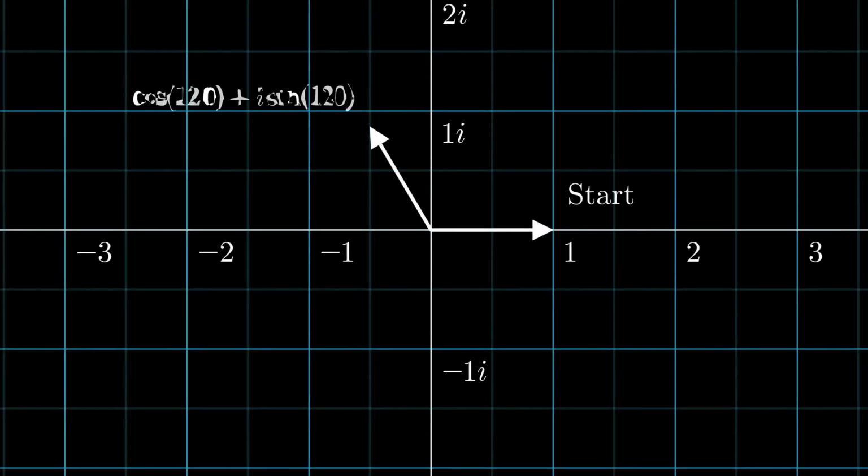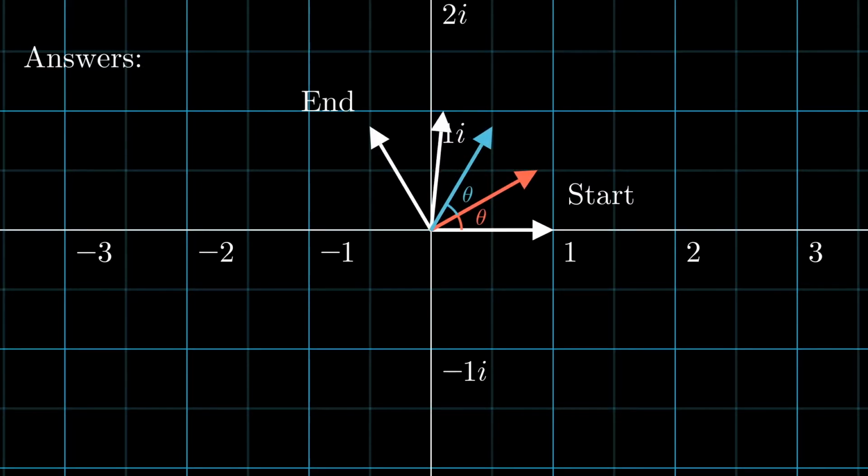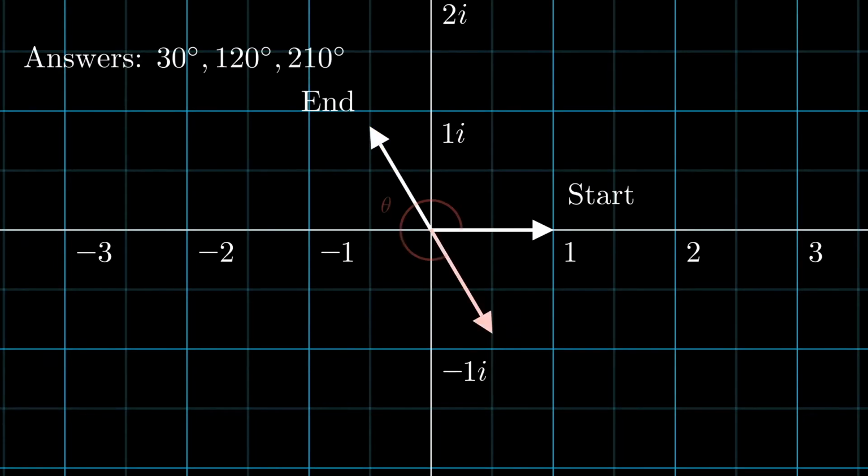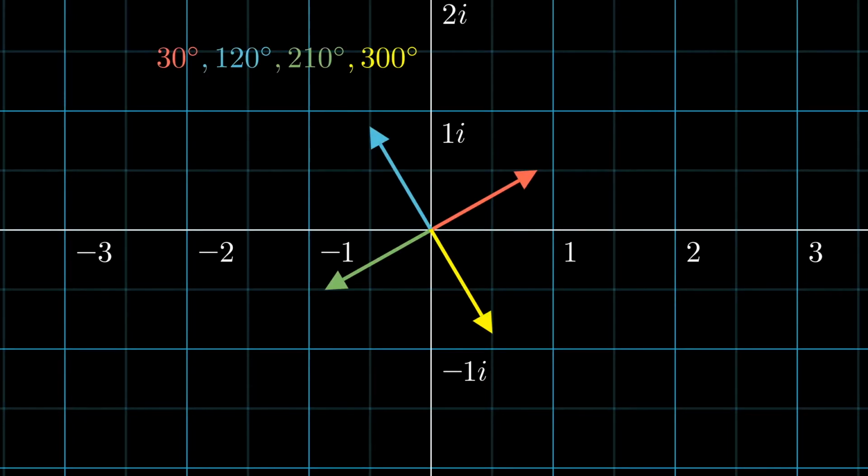What angle, when rotated 4 times, would end at 120 degrees? One of the answers is relatively simple, 30 degrees. The other ones are a bit harder to spot, but there's one at 120 degrees. There's one at 210 degrees. And the last one is at 300 degrees. To get the actual complex roots, you can take the degree values and plug them into the rotation formula.